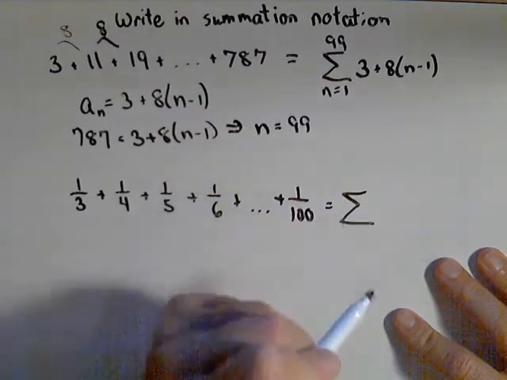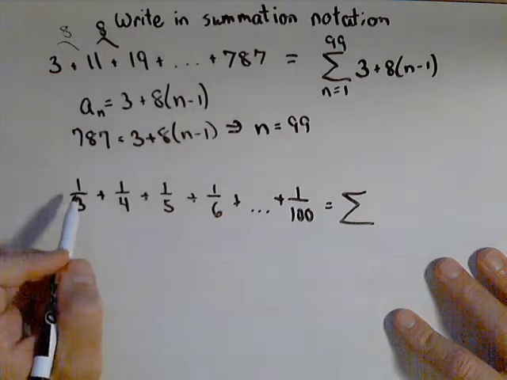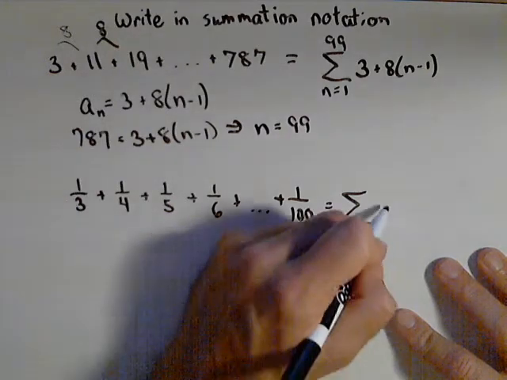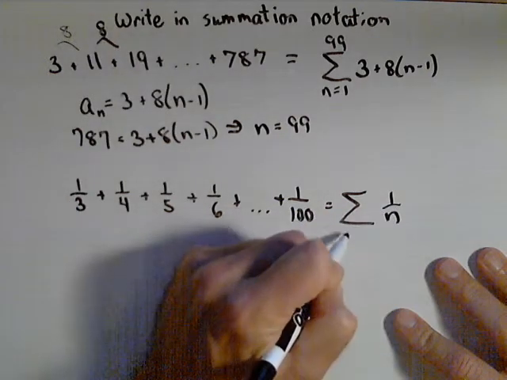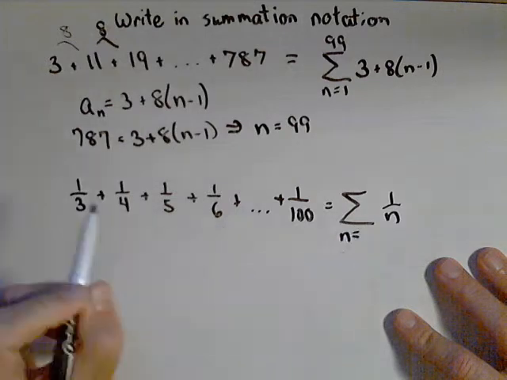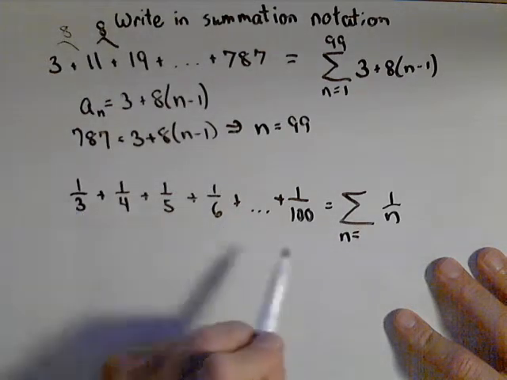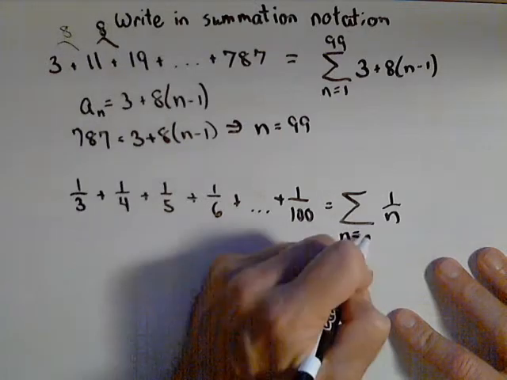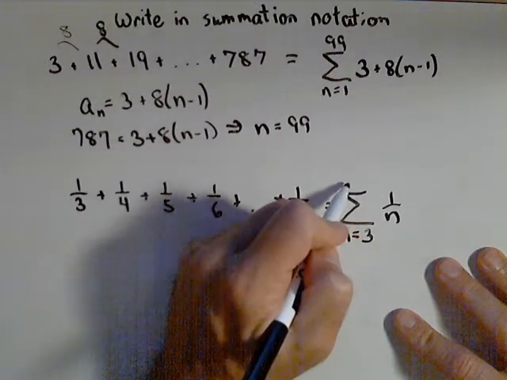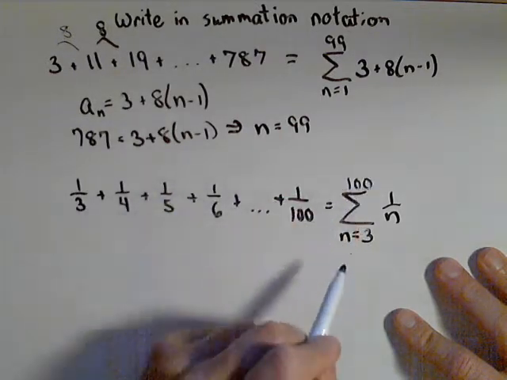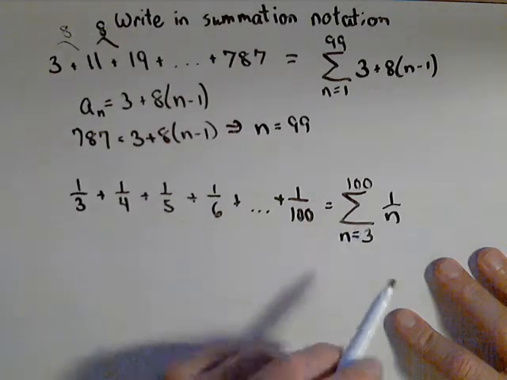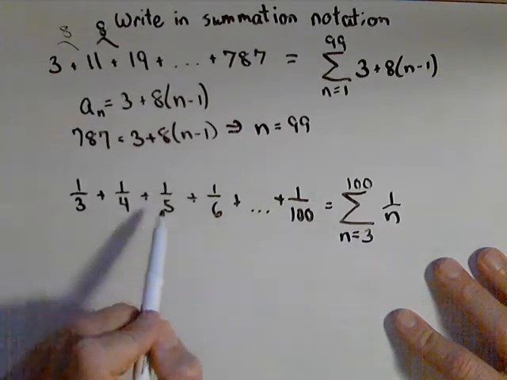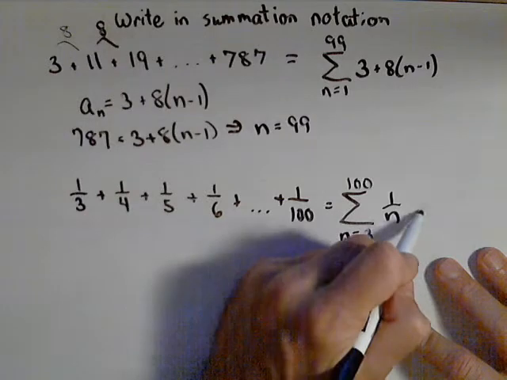There's a really nice slick way we can do this. We can see that the term is 1 over n. We can write it that way. The only thing is I don't want to start at 1, because if I start at 1, that's going to be 1 over 1. So I've got two choices. One is I could just say, okay, I'm going to let n equal 3 and let it go up to 100. And so that'll work. It starts at 3, goes up by 1 every time till I get up to 100.